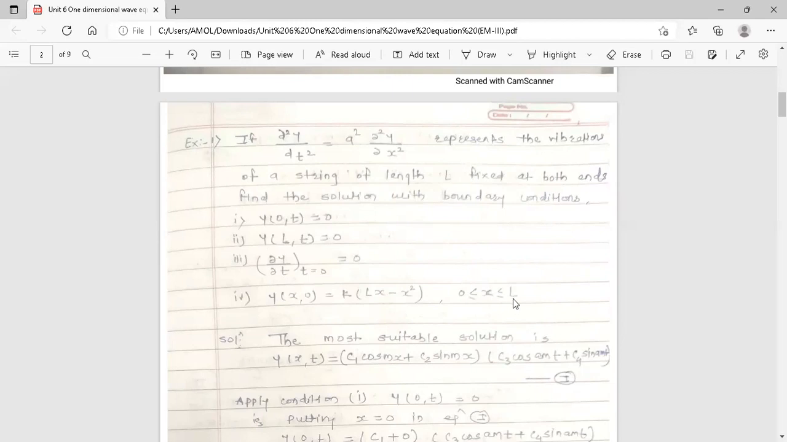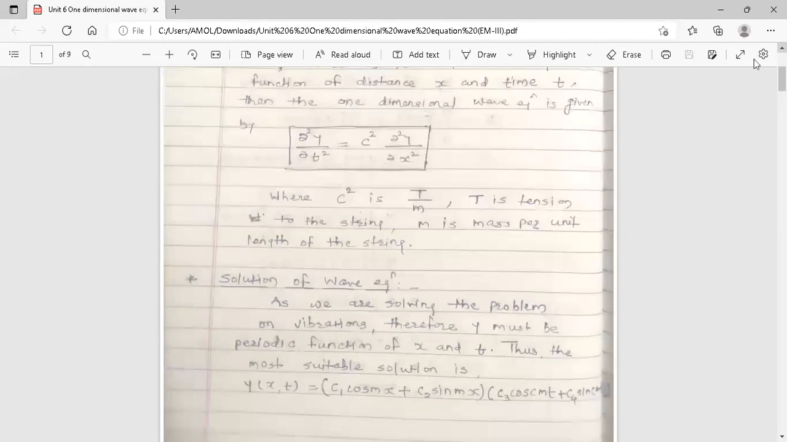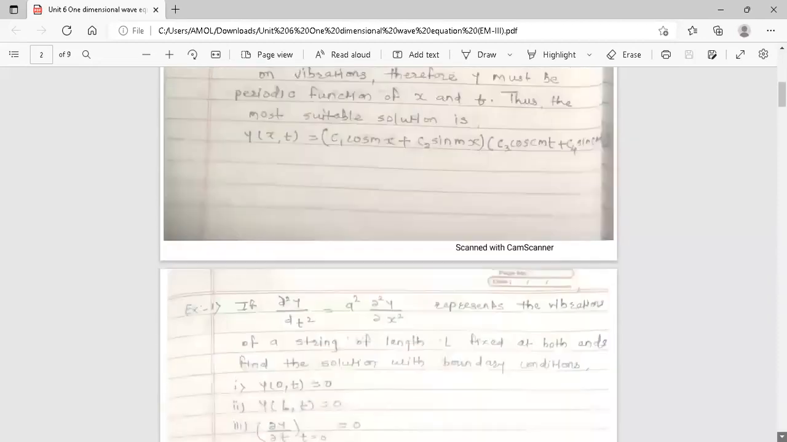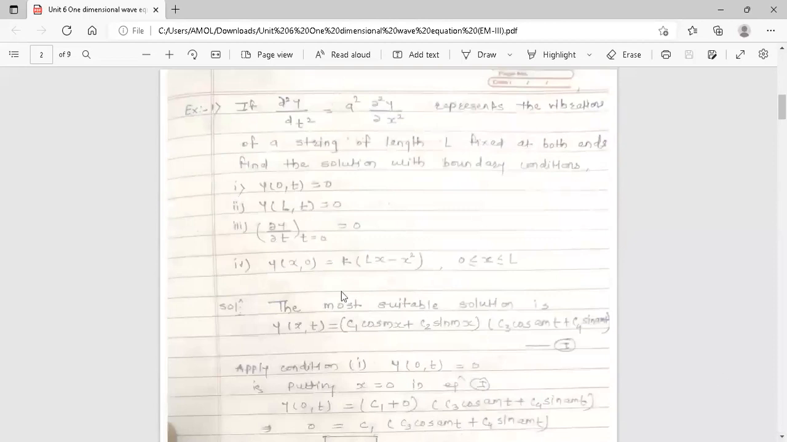If del square y by del t square is equal to a square into del square y by del x square represents the vibrations of a string of length L fixed at both ends, find the solution with boundary conditions. These boundary conditions are given, and the given equation is a wave equation. You know the most suitable solution. The standard equation is del square y by del t square is equal to c square into del square y by del x square. Here the term is c square; in place of c square, the notation here is a square. So the most suitable solution for the given wave equation is as follows.